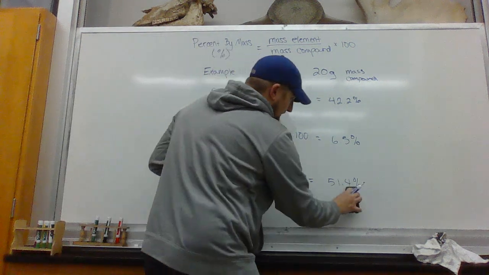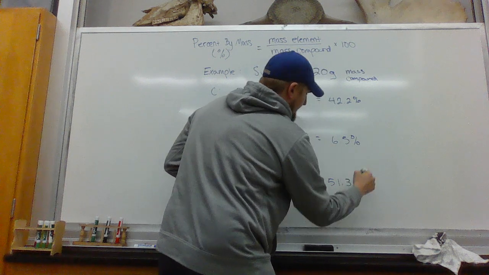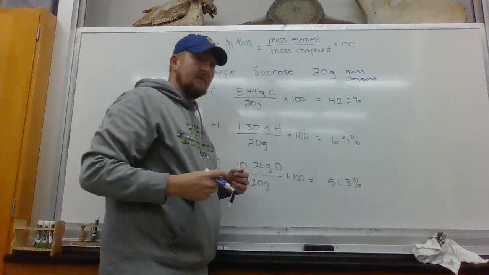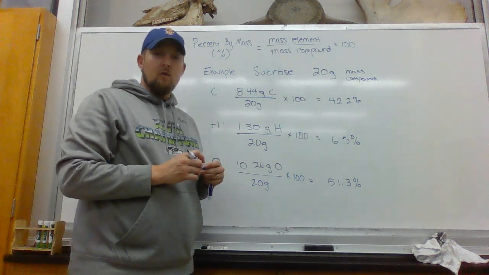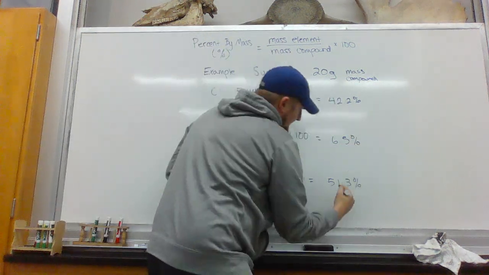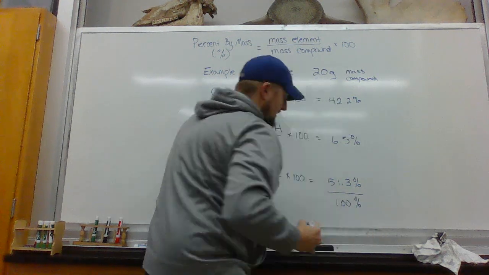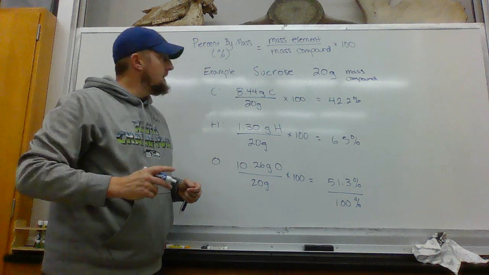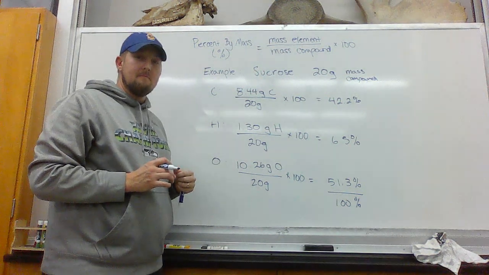Oops, I made a quick mistake here. That's 51.3. 3 and 2 plus 5 would give us a whole number. Little mistake there, but that's okay. So if you add these all up, this should give you your 100%.